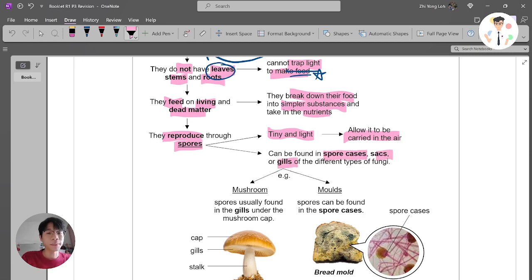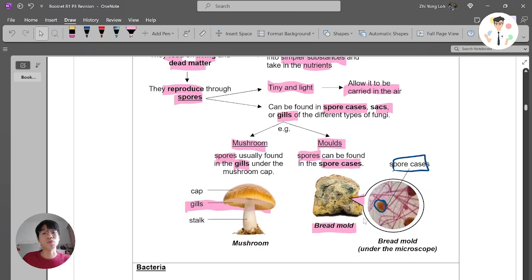Okay. So for example, we have a mushroom, and these spores are usually found in the gills. As you can see, this is the cap, this is the stalk, and this is the gills. Usually it's found inside. And for molds, which we usually don't like because they can spoil our food, spores can be found in the spore cases. For example, this bread has mold on top, as you can see. If I zoom in, you can see the spore cases here, and spores are basically inside. This is the zoomed-in version.